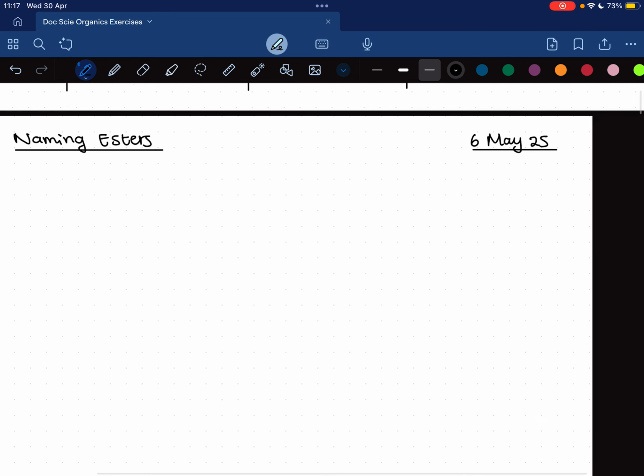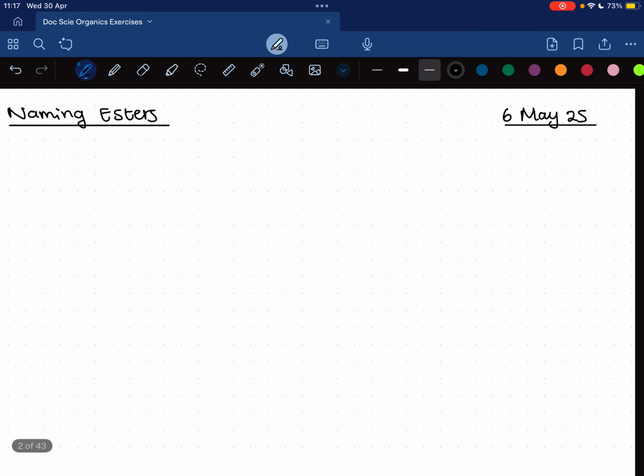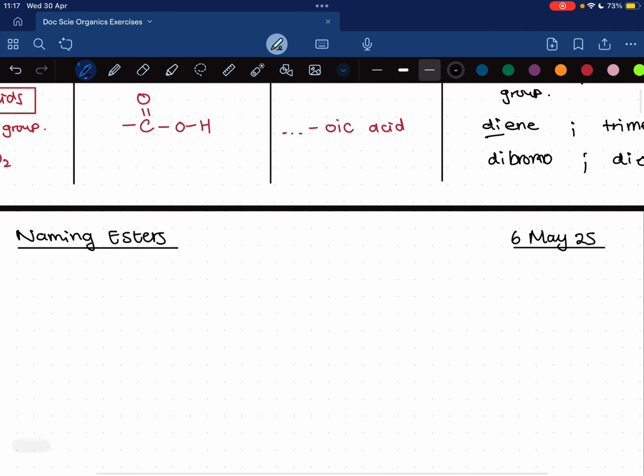Otherwise, you can write the date, the 6th of May 2025, and we are looking at the rules for naming esters. When it comes to esters, an ester is a type of reaction essentially. When we do types of reactions, you'll see that esterification is a type of reaction that occurs when we are forming an ester.